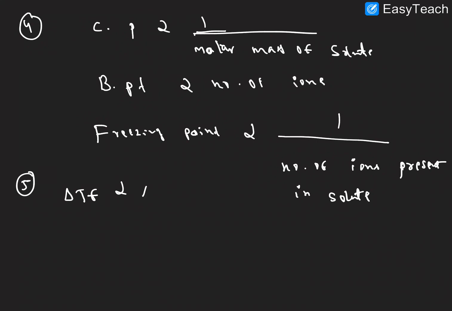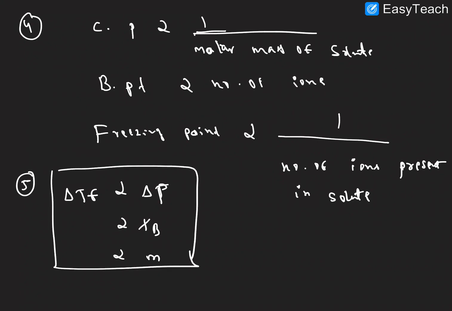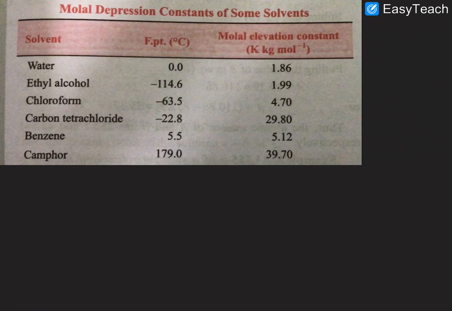Next, the fifth point here: delta TF is directly proportional to the lowering of vapor pressure, and directly proportional to the mole fraction of solute B. It is directly proportional to molality. It is a very important relation. I hope it is clear.